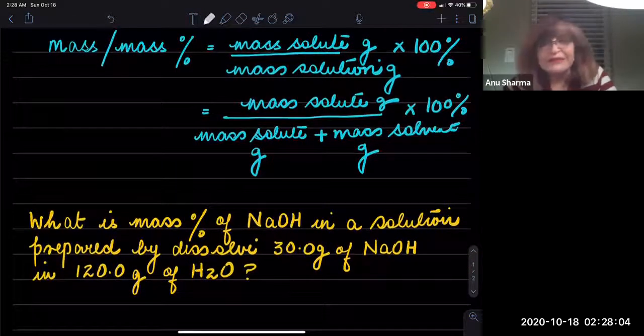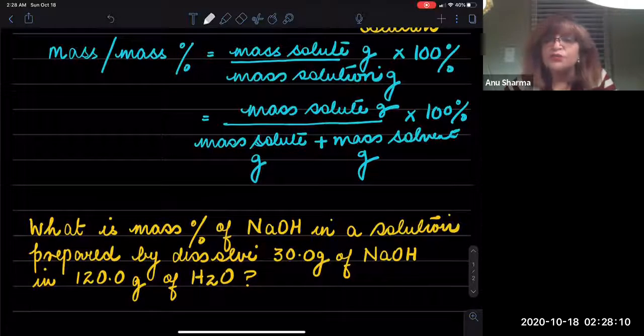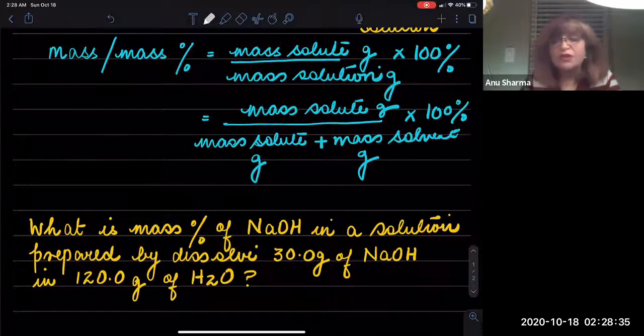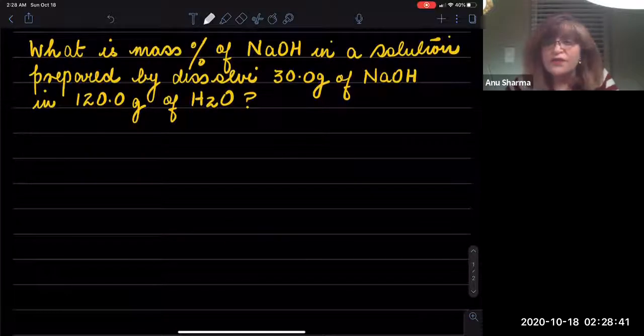Okay, so what is the mass by mass percentage? Mass by mass means: what is the mass of the solute? In other words, how many grams of that solute are there in a certain number of grams of the solution. Now, sometimes you're not given the weight of the solution. You are given the weight of the solvent. So you take the weight of the solvent and add it to the mass of the solute, and that gives you the mass of the solution. Then you take the mass of the solute, divide that by the mass of the solution, times 100, and that gives you the mass by mass percent of the solute in the solution.